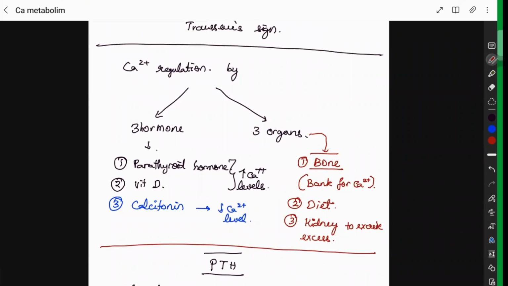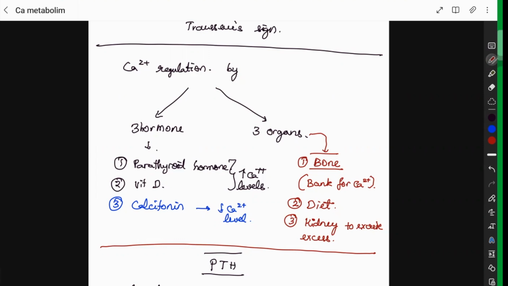3 hormones: number 1 is parathyroid hormone, number 2 is your vitamin D, number 3 is your calcitonin. Again, repeat along with me: parathyroid hormone, vitamin D hormone, and calcitonin. Vitamin D acts as a hormone here, so I have added vitamin D to the hormone list. Among these, parathyroid hormone and vitamin D increase the calcium level, whereas calcitonin decreases your calcium level. Clear till here? Now we take the 3 organs.